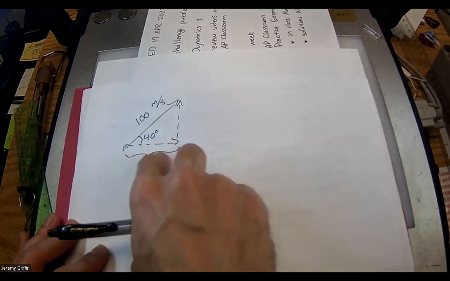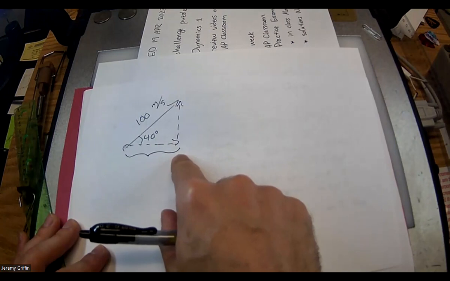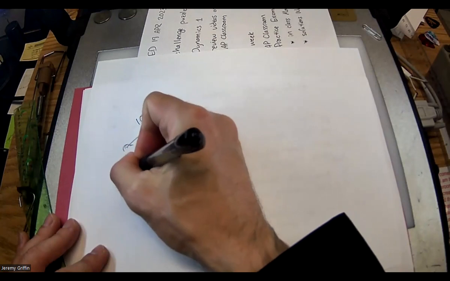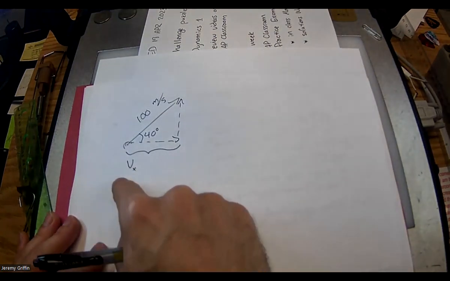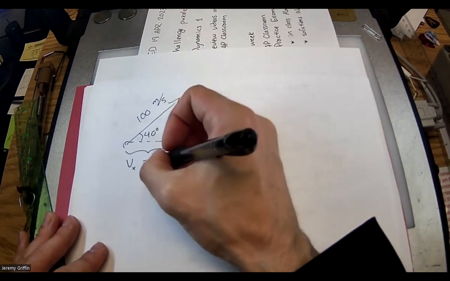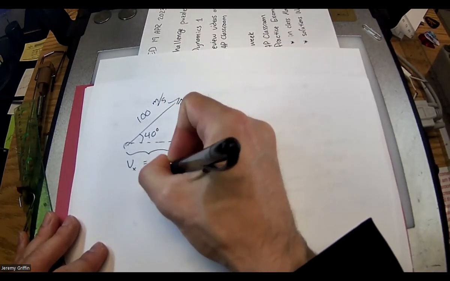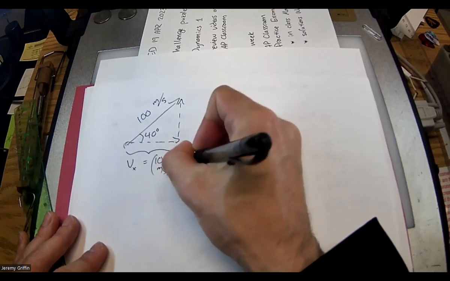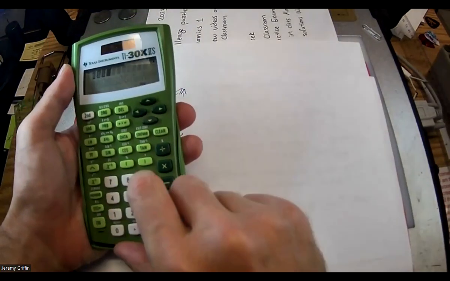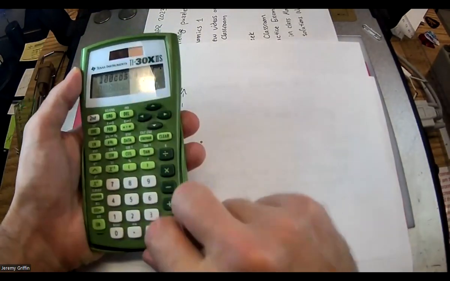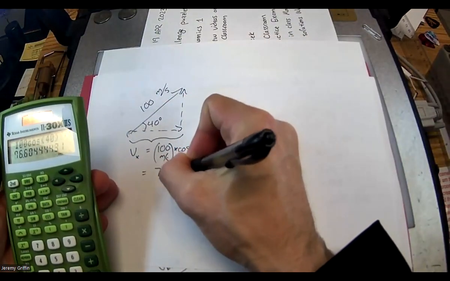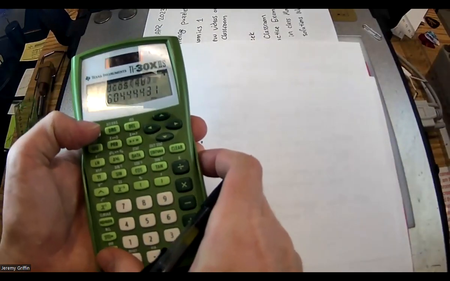What does this horizontal component represent? It represents the horizontal component of velocity. I could call it v sub x, the velocity in the x direction. And that's equal to what times what? Boom, 100 meters per second times cosine of 40 degrees. Let's get a number for that. My calculator's in degrees, not radians. Good, that's what I'm looking for. I'm looking at about 76.6 meters per second. Rounded a little bit, but that should work.